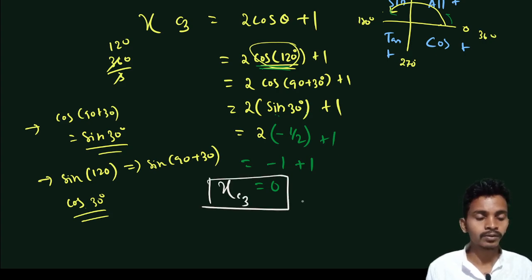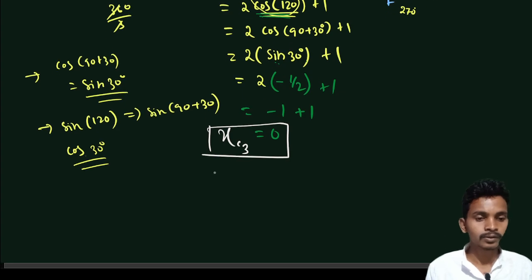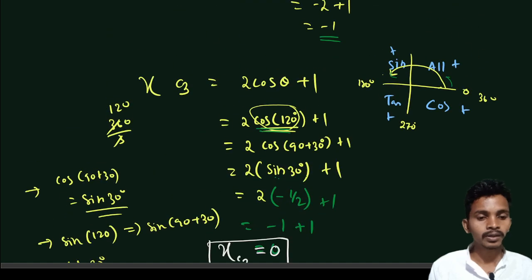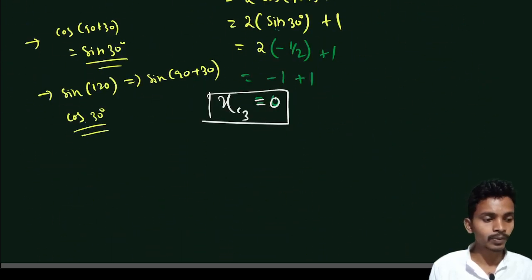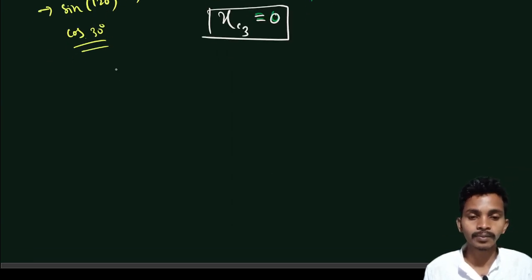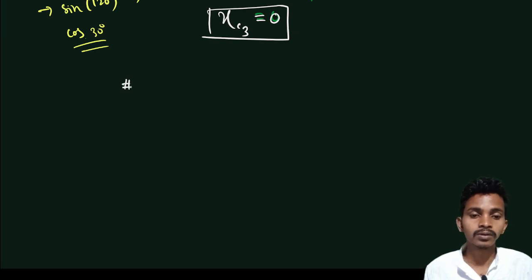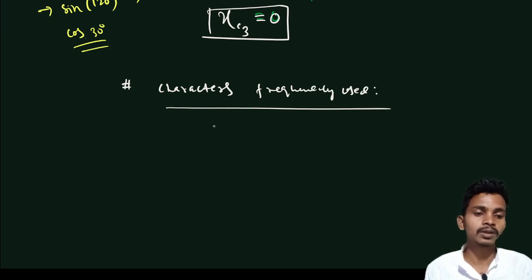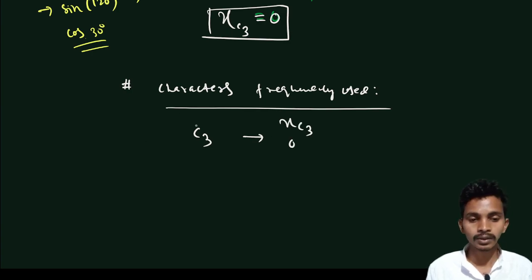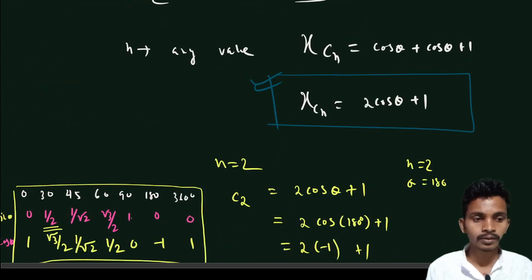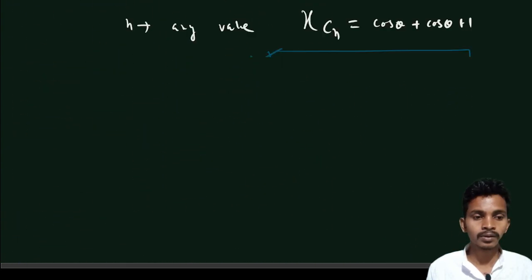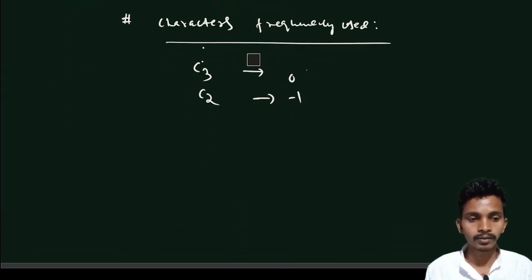So the character of C3 axis is 0. These are frequently used terms, so you have to remember them; it is good to remember. So for C3 this character is 0. Similarly for C2, this character is minus 1.